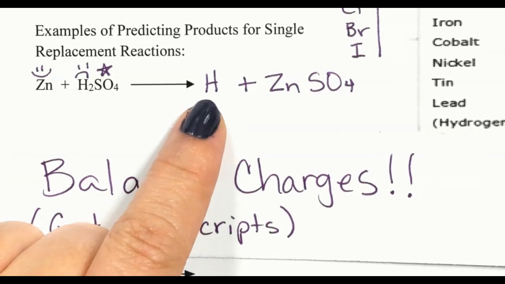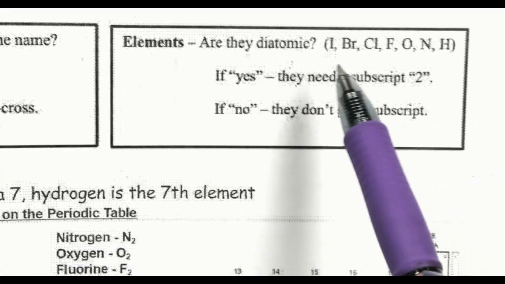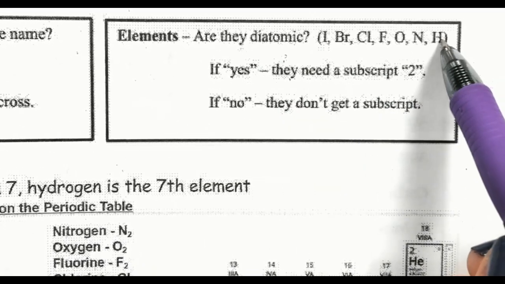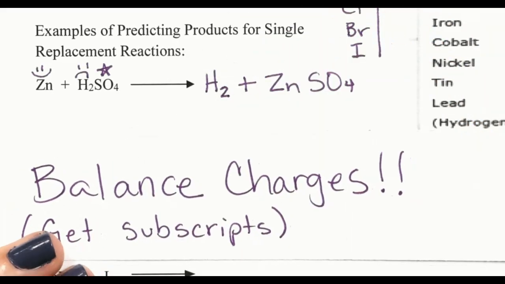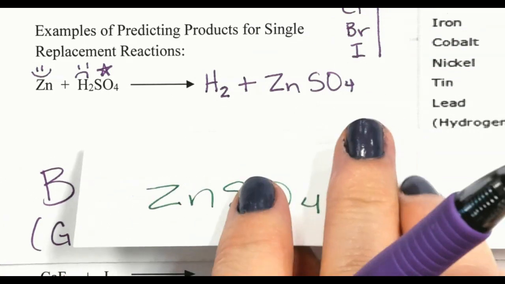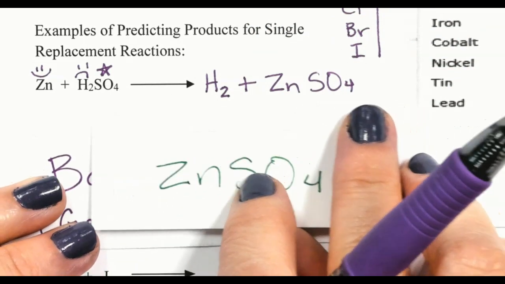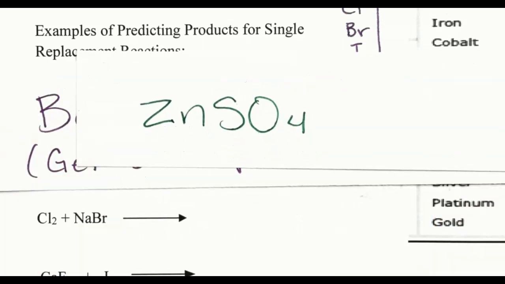Let's start with hydrogen. It's a single element, so the only question is, is it one of the 7 diatomics? Hydrogen is, therefore it needs a subscript of 2. Now we're going to balance the charges on zinc sulfate. So I'm going to put zinc sulfate here somewhere separate because I don't want to mess up my equation.